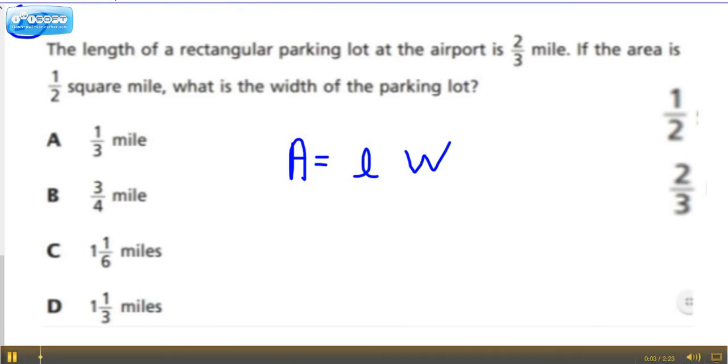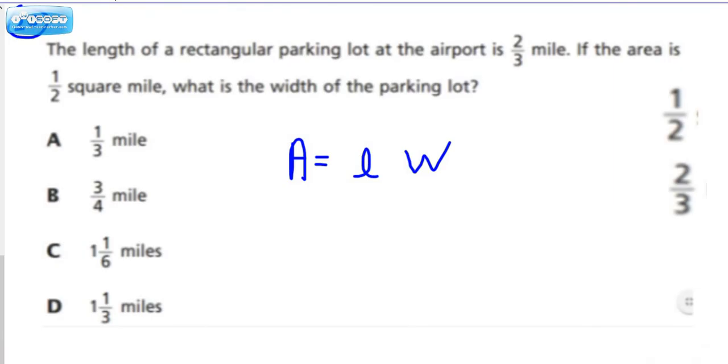We're taking a look at question number 20, which surprisingly a lot of people have been getting wrong. The length of the rectangular parking lot at the airport is 2/3 of a mile. If the area is 1/2 square mile, what is the width of the parking lot?